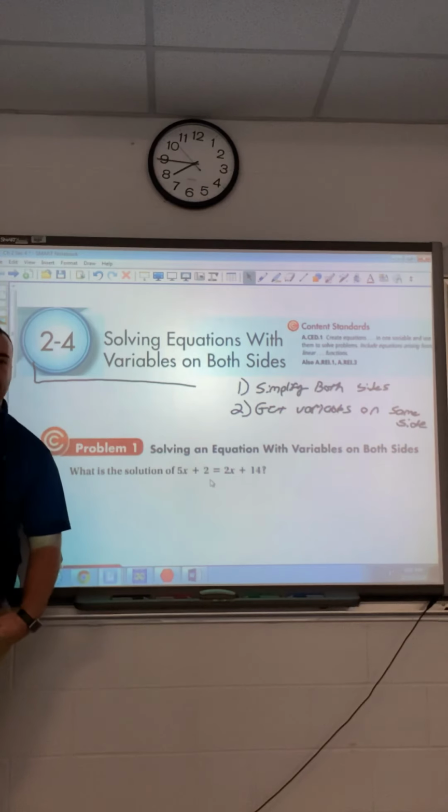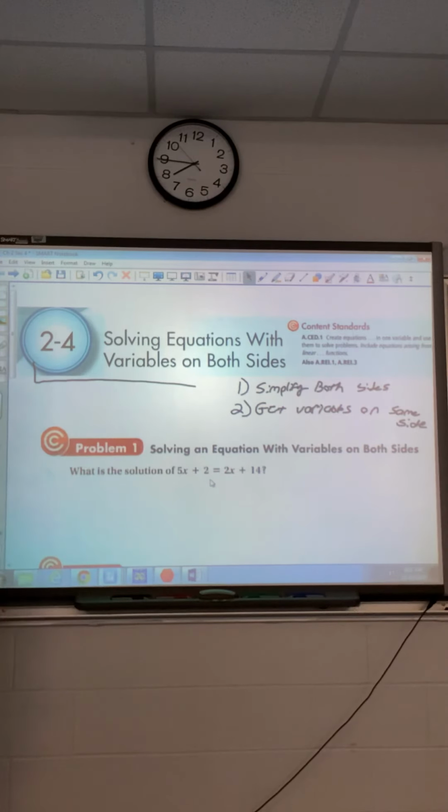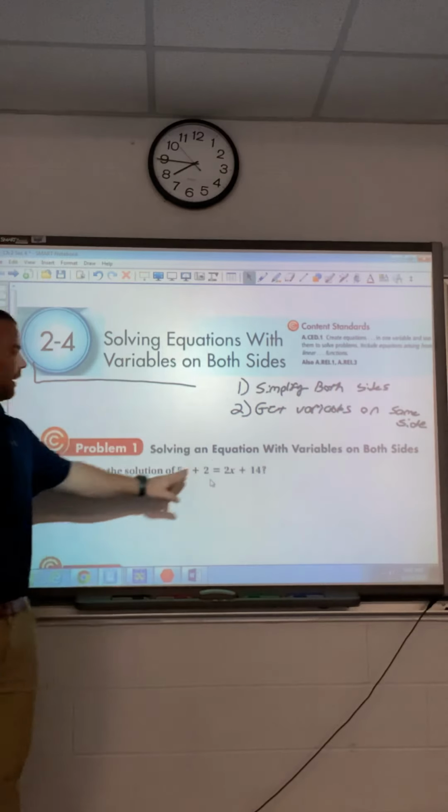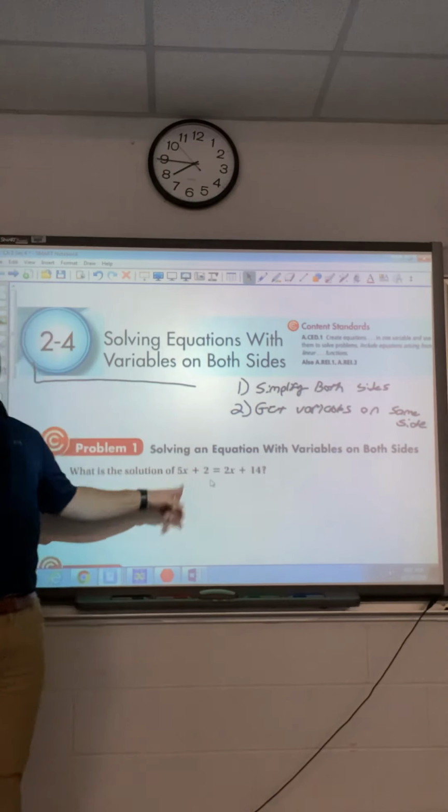Alright, we kind of solve these just like the multi-step equations that we were solving last week. The only difference is there's variables on both sides. So last week we just had like an x on this side of the equal sign. Now there's an x on both sides.